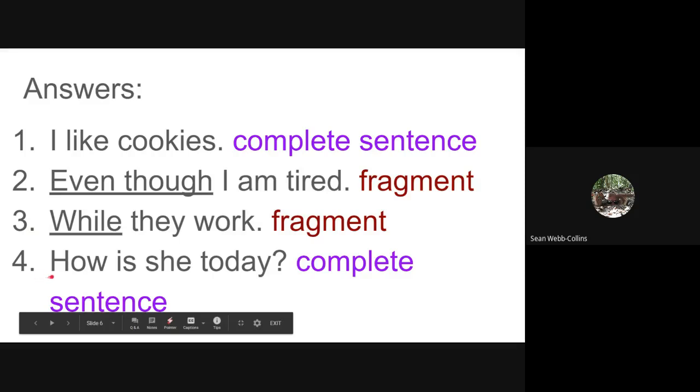Number 4, how is she today? Question mark. This is a complete sentence. Why is it a complete sentence? Well, it very clearly expresses an idea, which is we're asking how the person is. And we have the finite tense, present simple, we have the verb, we have the subject, and the complement. And of course the wh-word to signify a question.